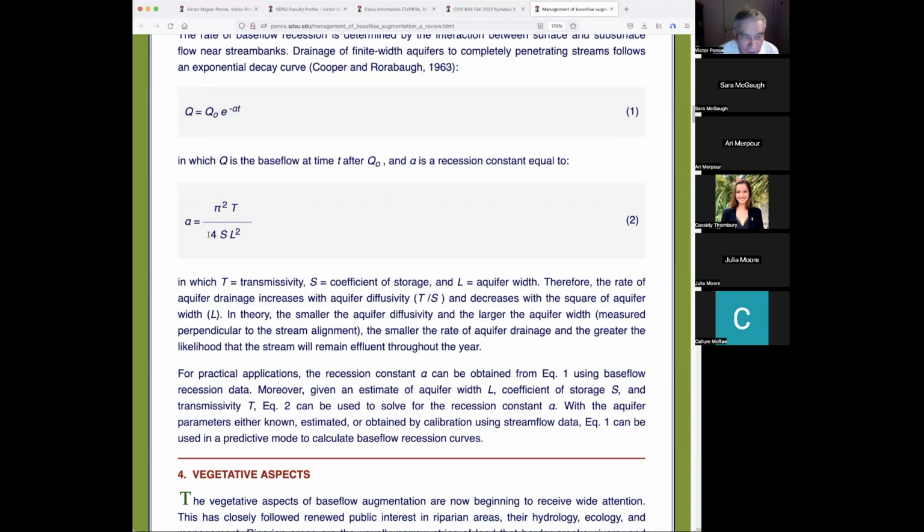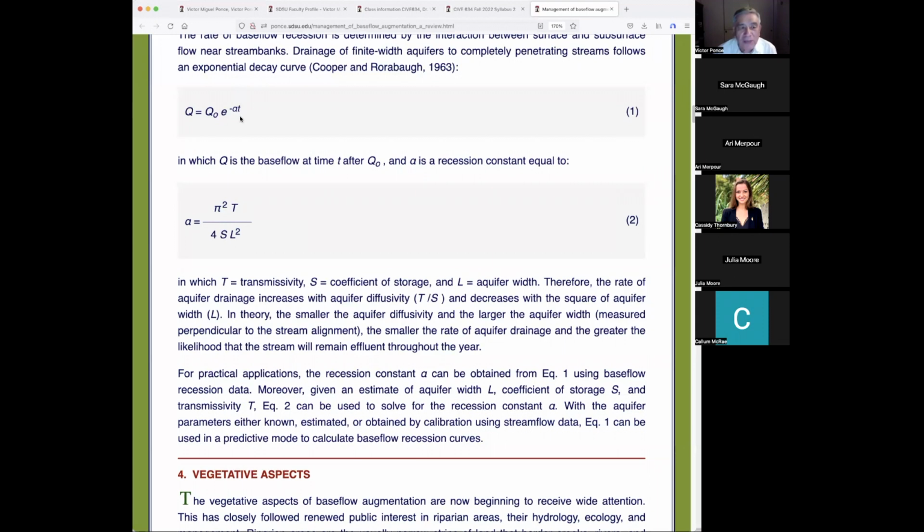Pi has no units, 4 has no units. L square over T in the denominator. T has the units of L square over T. Why? Because T, I already told you, is K times S, and S has no units. No, not K times S, it's K times b, the aquifer width, lowercase b. And K is velocity. So this is L square over T over here. This has no units, this is L square over T, and this is L square. So then the answer is that T goes into the denominator, and that's it.